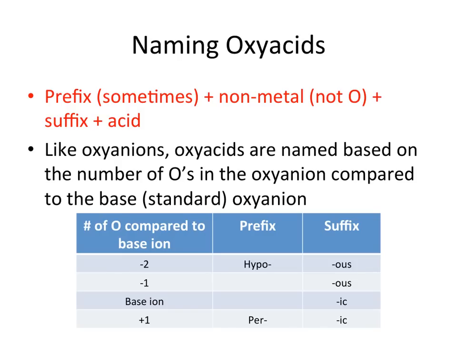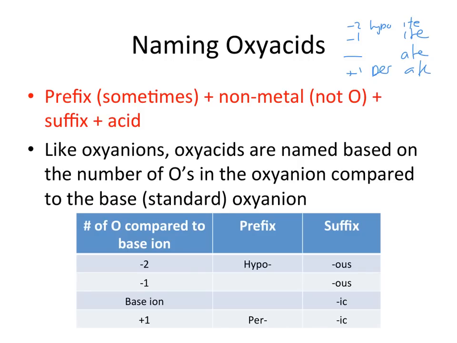Now, naming oxyacids is very similar to naming your oxyanions, except that, again, we have to change the ending depending on how many oxygens it has compared to that base oxyanion. So similar to when we were looking at our previous table, if it was our base, it would have the ending ate. If it was 1 minus our base, it would be ite. And if it was 2 minus, we would have hypo-ite. If it was plus 1, it would be per-ate.